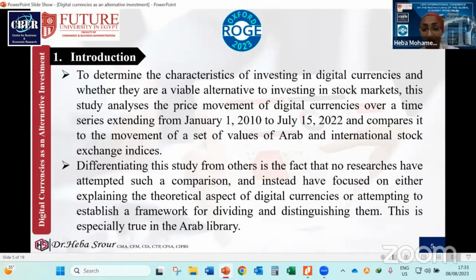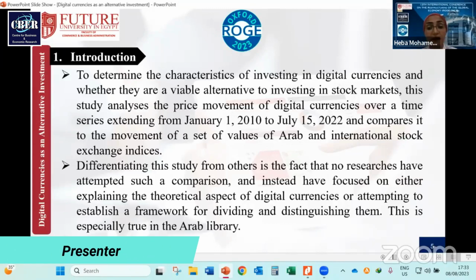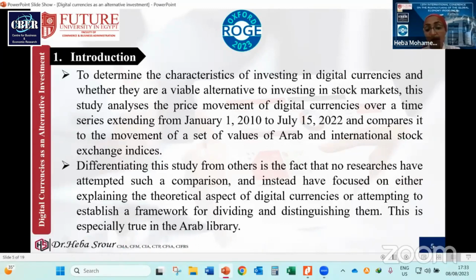Differentiating this study from others is the fact that no researchers have attempted such a comparison, and instead have focused on either explaining the theoretical aspects of digital currency or attempting to establish a framework for dividing and distinguishing them. This is especially true in the Arab library.